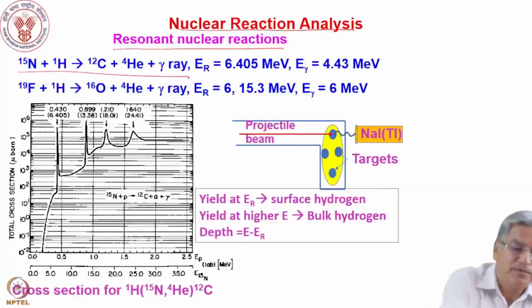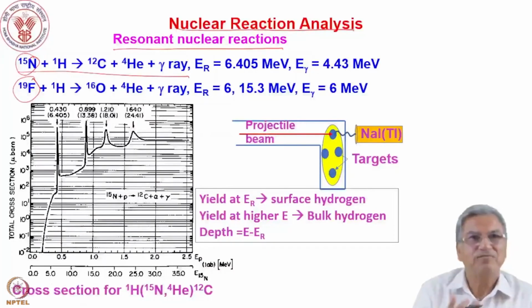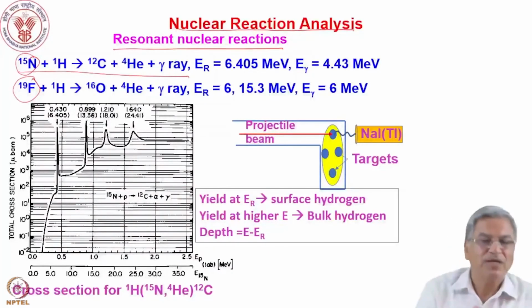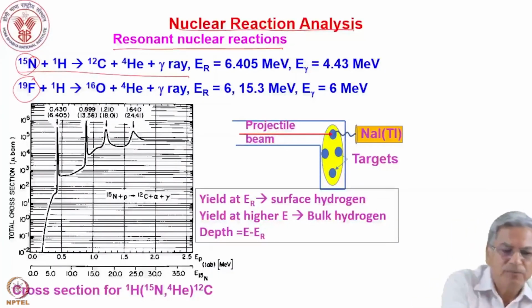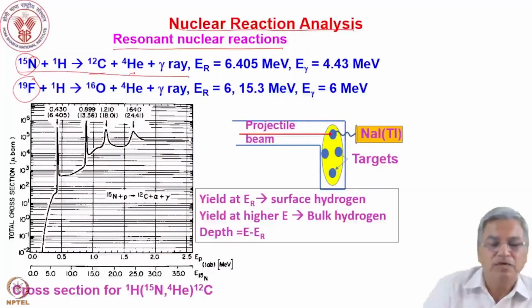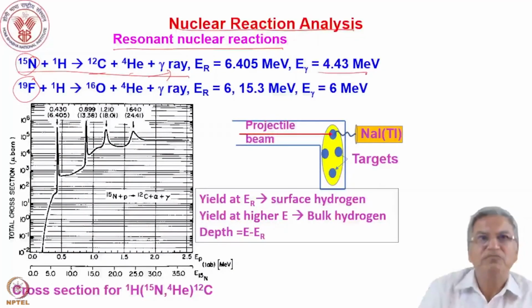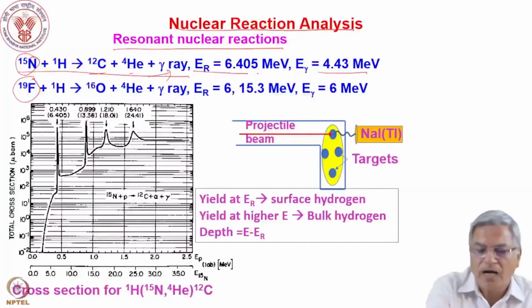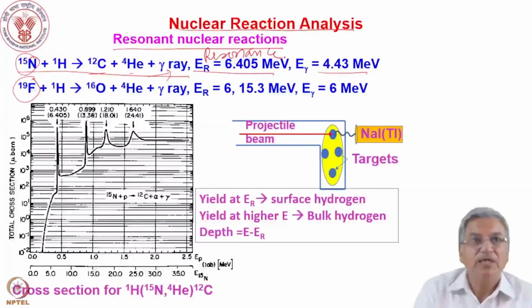The two most commonly used nuclear reactions are where the projectile is nitrogen 15. You take note of it. Or the projectile is fluorine 19. Normally, no proton will be used as a projectile, but here nitrogen 15 or fluorine 19 is the projectile, and we want to study hydrogen in the material. So hydrogen is the target. Nitrogen 15 plus proton gives carbon 12 plus helium, and a gamma ray is emitted. The gamma ray is 4.43 MeV, and E_R means the resonance energy, the energy of nitrogen 15 at which resonance occurs.